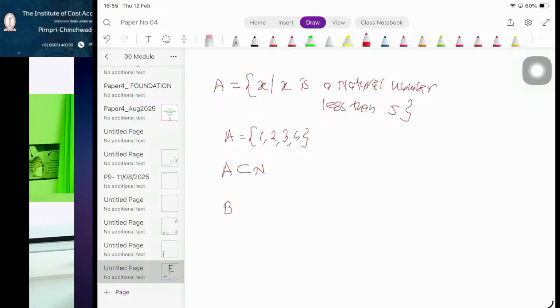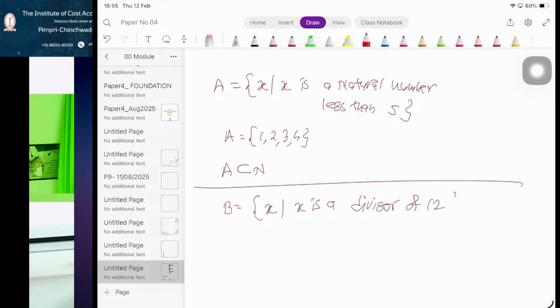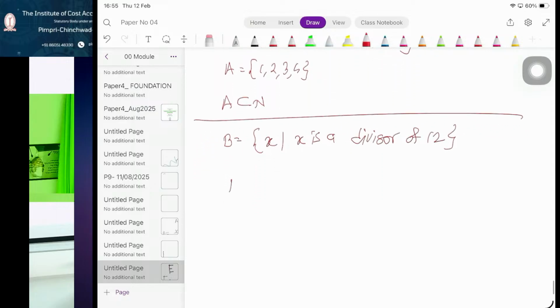One more example, B equals the set of X such that X is a divisor of 12. Therefore, B is equal to 1, 2, 3, 4, 6 and 12.